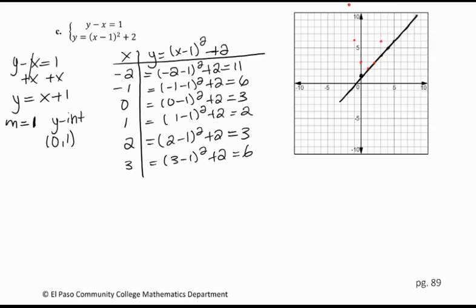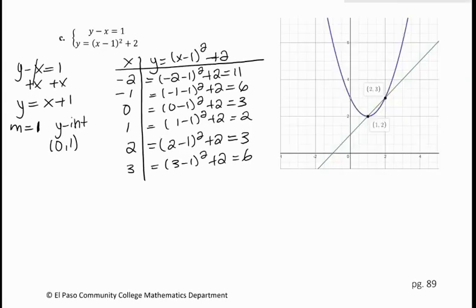So we can connect our points. Remember, this is a parabola. It looks something like this. Again, for precision purposes, I went ahead and put the graph here. My graphs are intersecting at 1 comma 2 and at 2 comma 3. So we're going to go ahead and check those points.